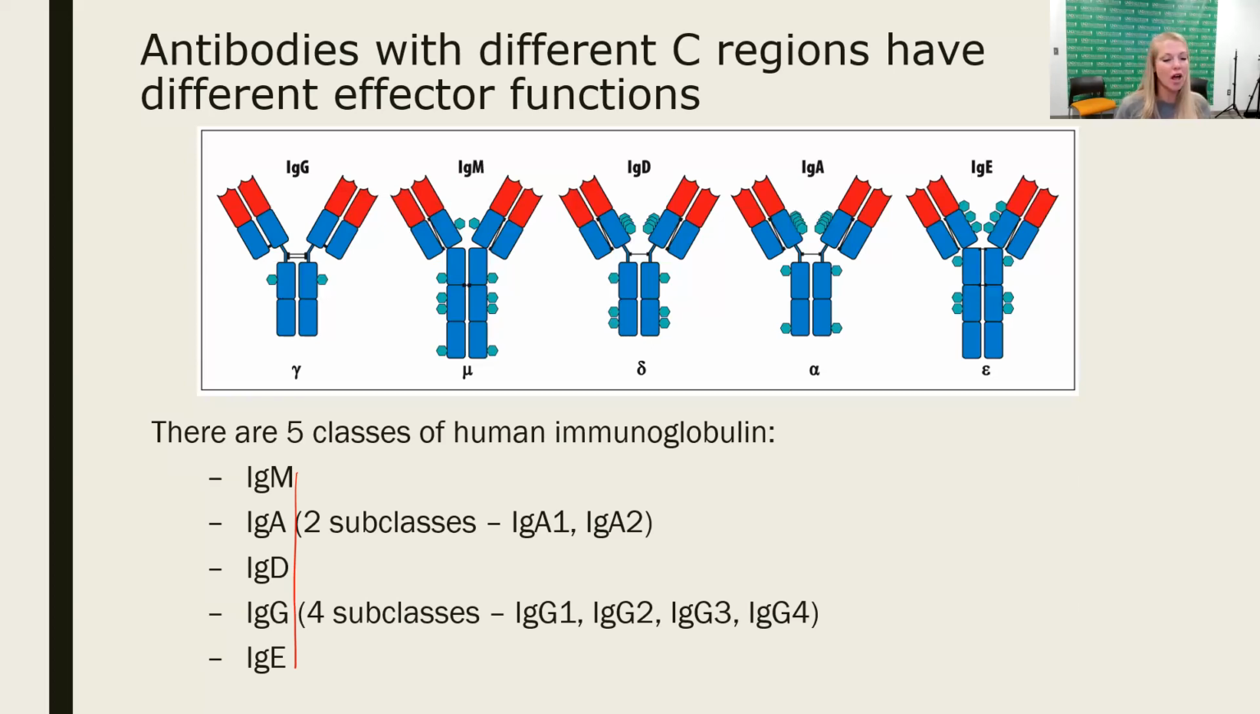But overall, they all pretty much have that same structure. Looks like a Y with a variable region, a constant region, 2 heavy chains, 2 light chains. The difference between like mu and epsilon is that they have 1 more constant region. So they have a constant 4 instead of just constant heavy 1, 2, 3.